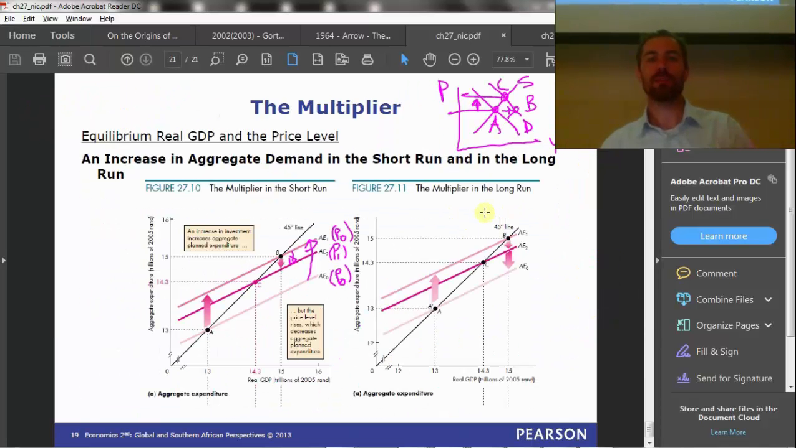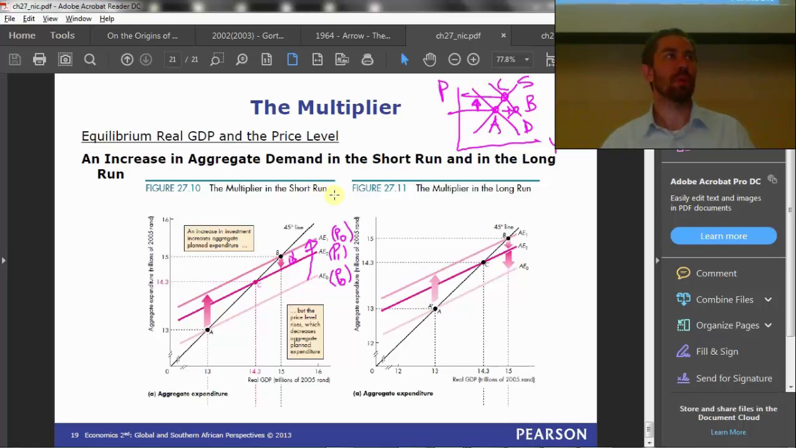We did, at the end of the discussion, talk about what happens when you have a change in the price level in this model. We saw that we shift the aggregate expenditure curve either up or down. If our price level increases, then our aggregate expenditure curve would shift downwards. If our price level decreased, then our aggregate expenditure curve would shift upwards. And we saw one of the ways in which we can explain that is through something like the wealth effect.